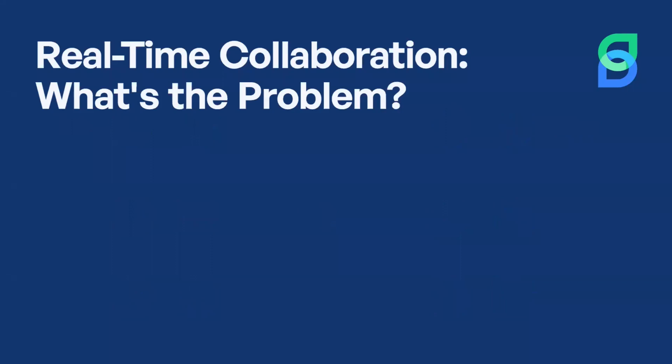But there are 2 main problems that need to be dealt with before an application can offer it. The first is actually getting our data to where it needs to go in real time. And the second is resolving conflicts when users make different changes to the same content at the same time. Let's talk about the real-time problem first.